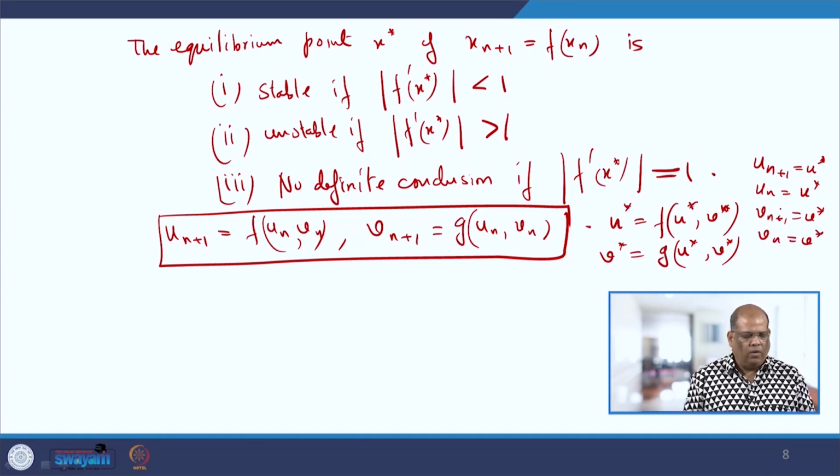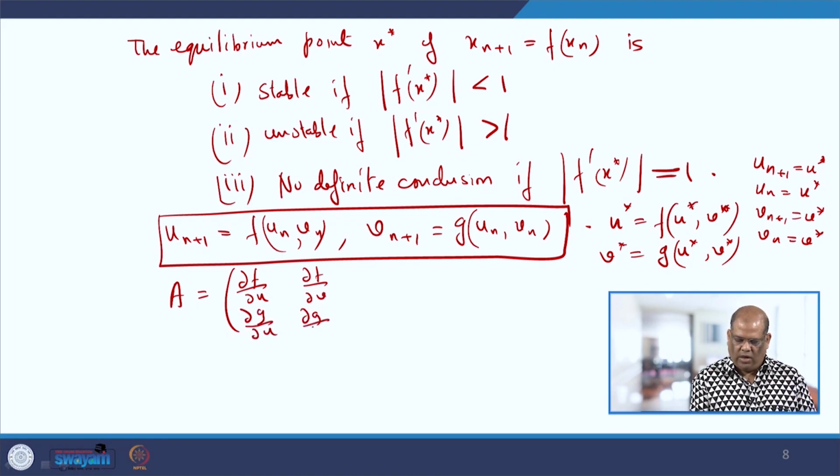And then you calculate, in this case it is called the Jacobian matrix, which is A equal to the partial derivative of f with respect to u, the partial derivative of f with respect to v, del g del u and del g del v at the equilibrium point u star and v star.